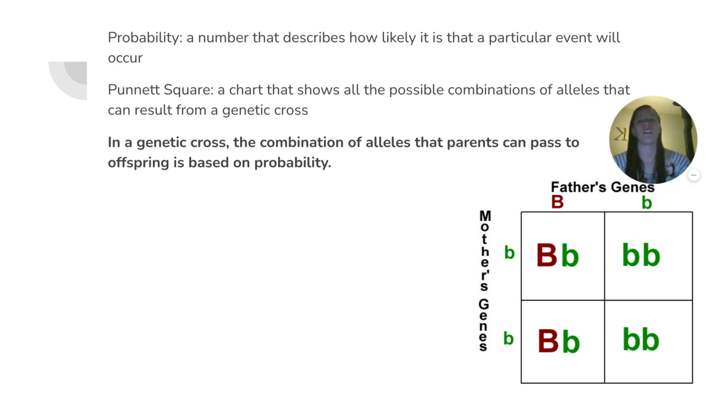So a Punnett Square is a chart that shows all the possible combinations of alleles that can result from a genetic cross. So in a genetic cross, the combination of alleles that parents can pass to offspring is based on probability. So as you can see, there's 4 options.